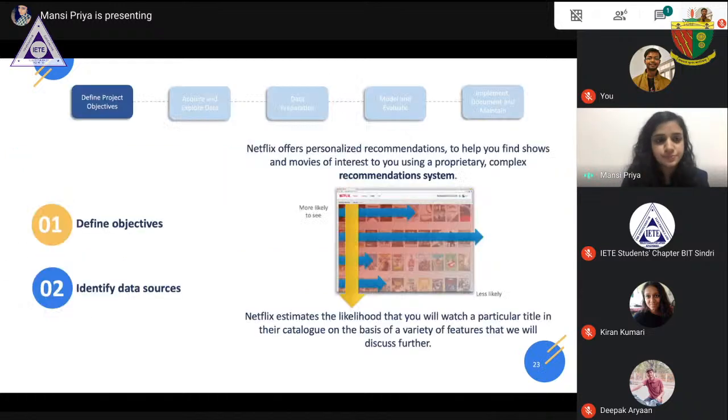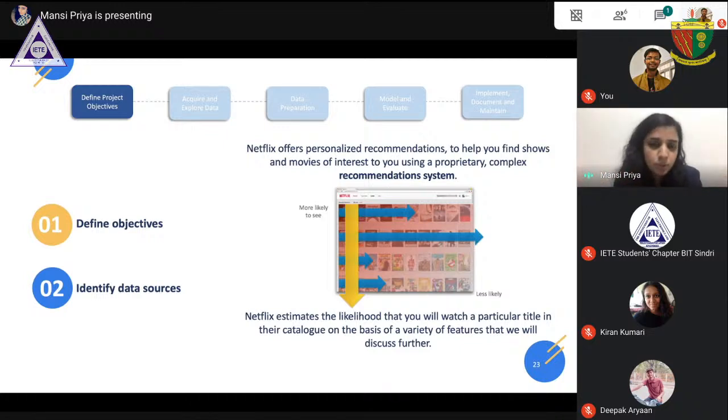The first step is define project objectives. Firstly, you need to find what objective you are trying to gain, what aim you need to achieve. For achieving that objective, think about what data would be useful for you, and try to get the different data sources. You can get data from several sources that can be provided to you. So identify all the data sources in this particular step. This actually lays the foundation for all the steps that follow.